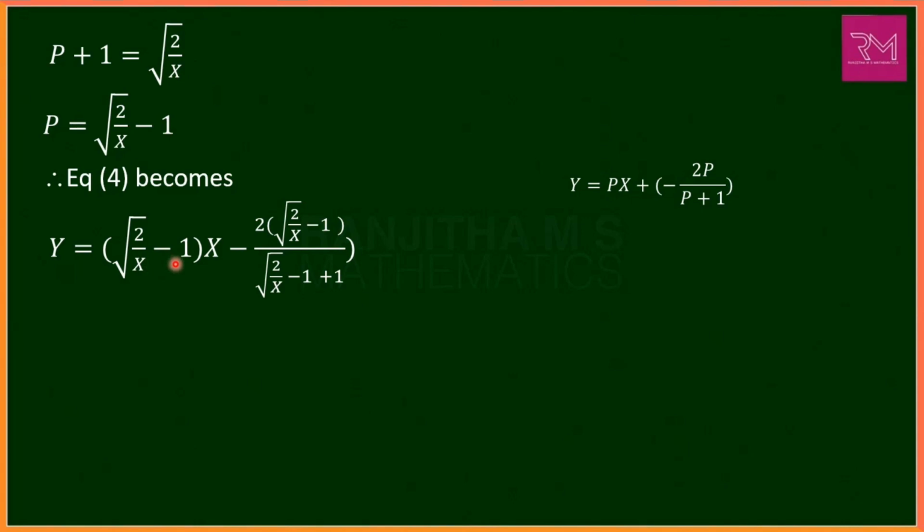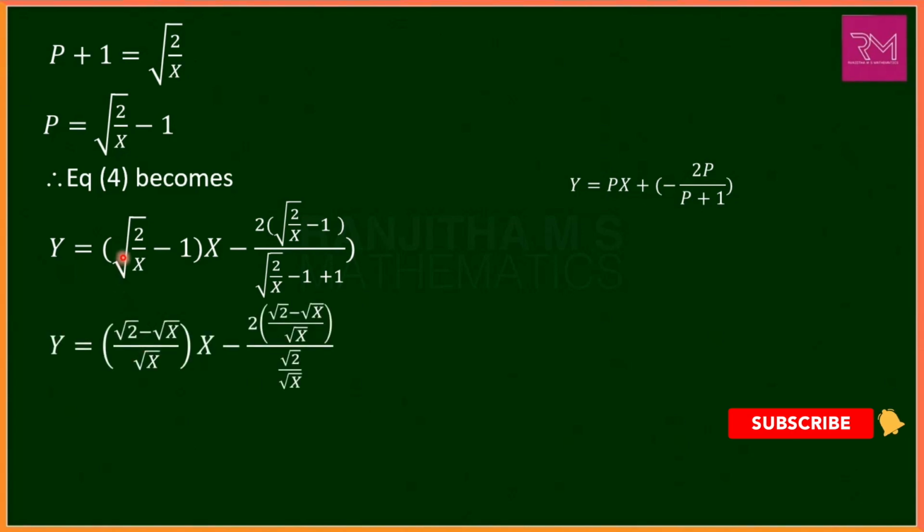Take the LCM as square root x here. Here plus 1 minus 1 gets cancelled. Here also take the LCM as root x. We get y is equal to here root 2 minus 1 into root x is root x, divided by root x, into x, minus 2 into here root 2 minus root x into 1 is root x, divided by here plus 1 minus 1 gets cancelled, remaining is root 2 divided by root x. Here root x gets cancelled.